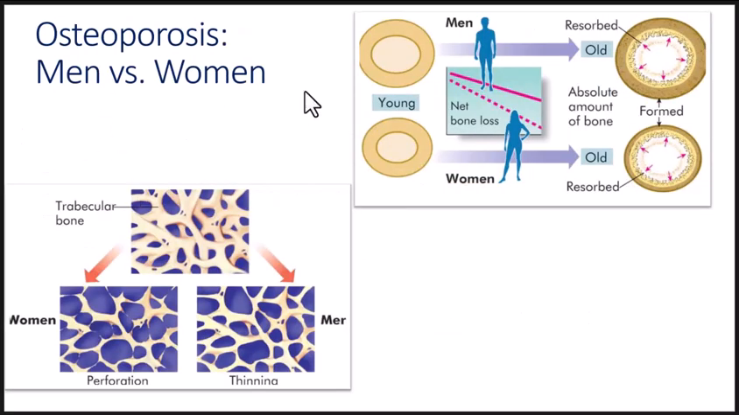Osteoporosis, men versus women. So I've already told you women are predisposed and hormones are a good reason for that, one of the reasons for that. But if you look at the trabecular bone, the spongy bone in women that have osteoporosis versus men, there is a difference in how the bone appears. You can see with men it's thinner. With women it's perforated. So you actually have breakage of those trabecular branches, more so in women than men.